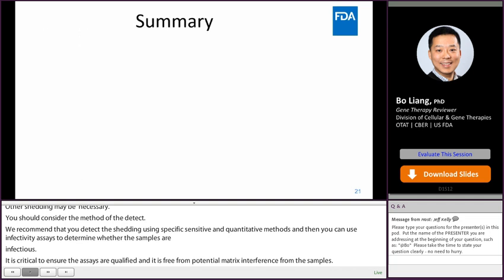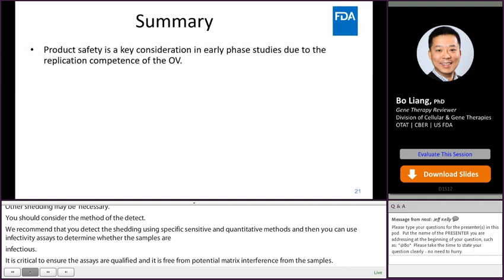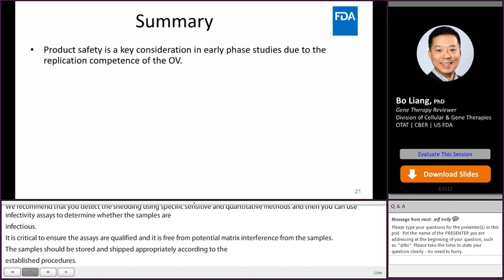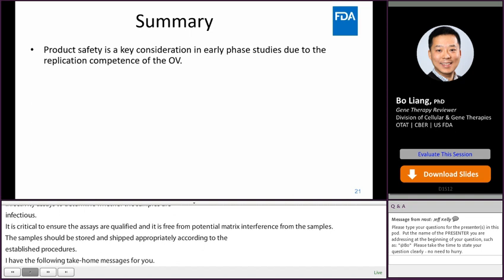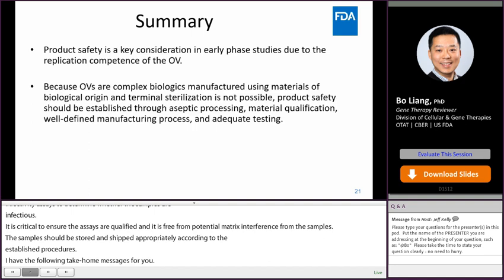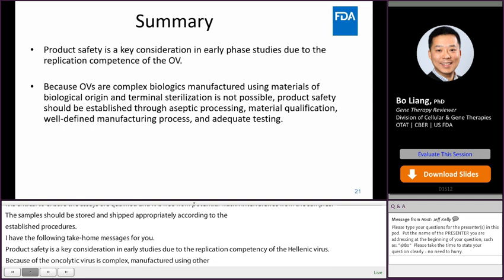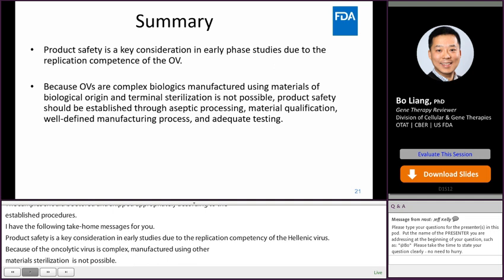Okay, now I have the following take-home messages for you. Product safety is a key consideration in early phase studies due to the replication competency of the oncolytic virus, because oncolytic viruses are complex biologics manufactured using materials of biological origin, and terminal sterilization is not possible. Product safety should be established through aseptic processing, material qualification, well-defined manufacturing process, and adequate testing.